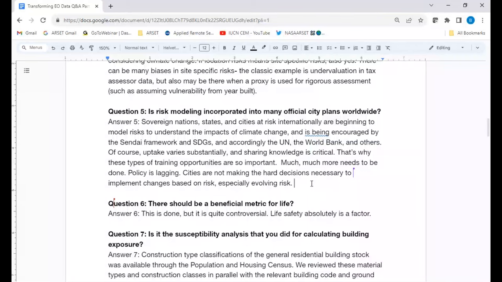Policy is lagging. Cities are not making the hard decisions necessary to implement changes based on risk, especially evolving risk. With 50% of the population living in cities, this is where the rubber hits the road, so to speak. Question six, there should be a beneficial metric for life. The answer to that is, this is done, but it's quite controversial. Life safety absolutely is a factor.